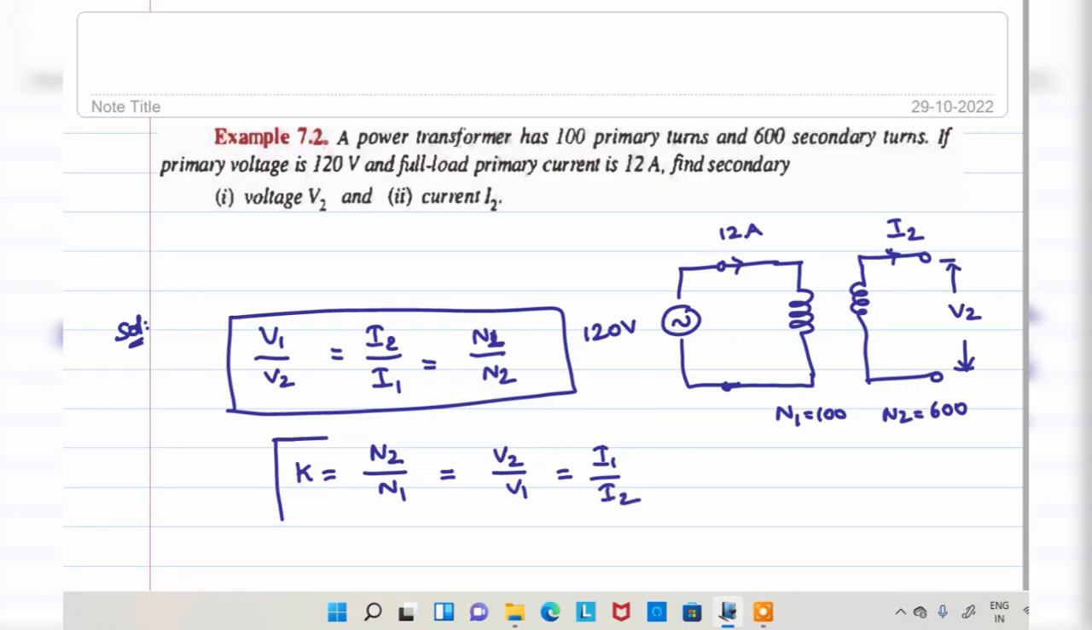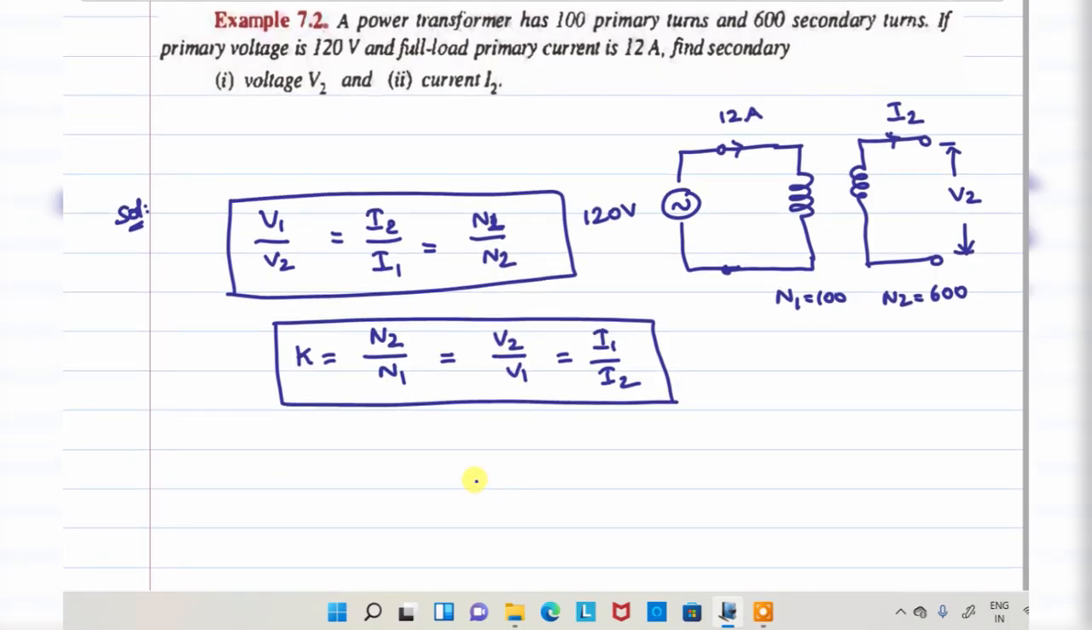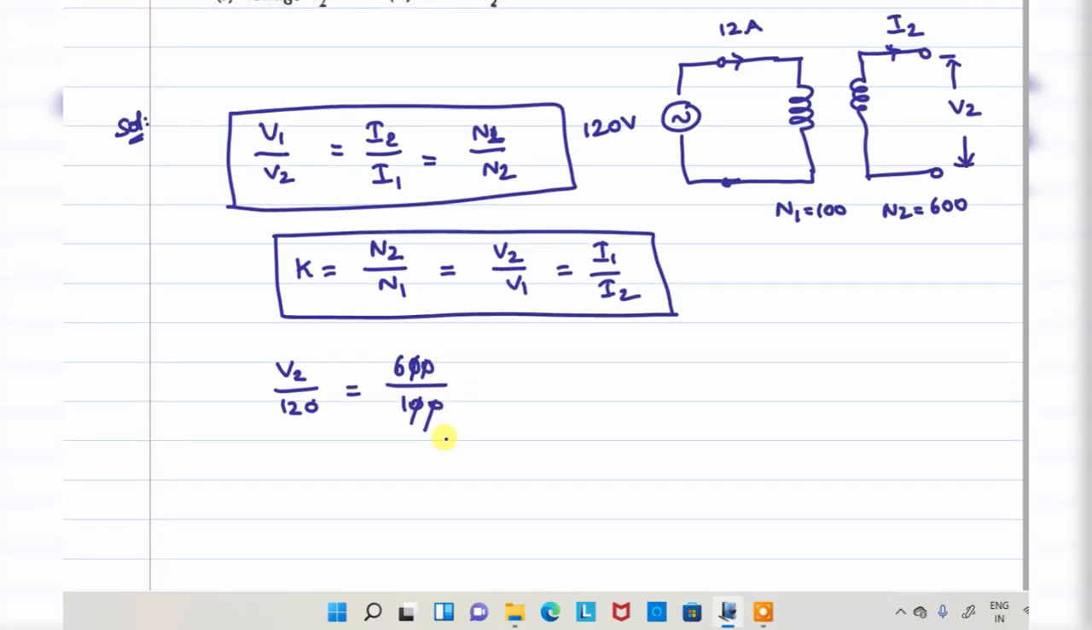Very important, they are asking about this concept also. What is the transformation ratio? The ratio of secondary voltage to the primary voltage is nothing but the transformation ratio. So directly you can calculate V2. V2 divided by V1, which is 120, is equal to N2, already 600, divided by N1, which is 100. From that, these two zeros get cancelled. Then you will get V2 is equal to 6 into 120, so 720 volt. So the first portion is done.